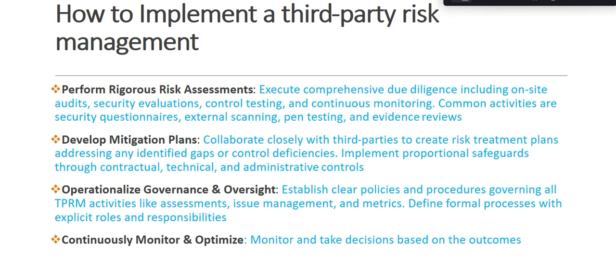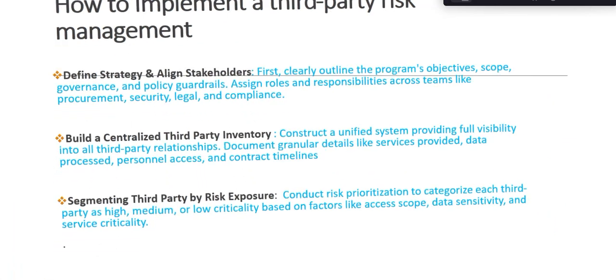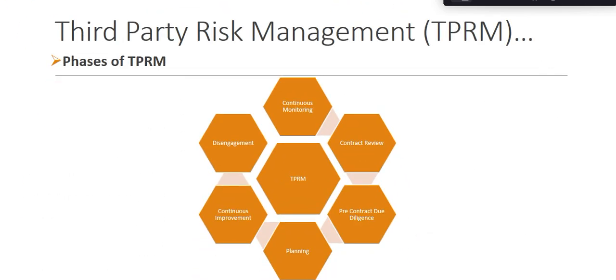Now the next will be continuous monitoring and optimization basically. So here monitoring will be done and decisions will be taken based on the outcome. So let's go back to the previous slide. Once planning is done, pre-contract due diligence will be done. They will look ahead for all the possible third parties or vendors in that segment, and they will choose whom to go with. Then once risk assessment and due diligence are done, they will release the contract.